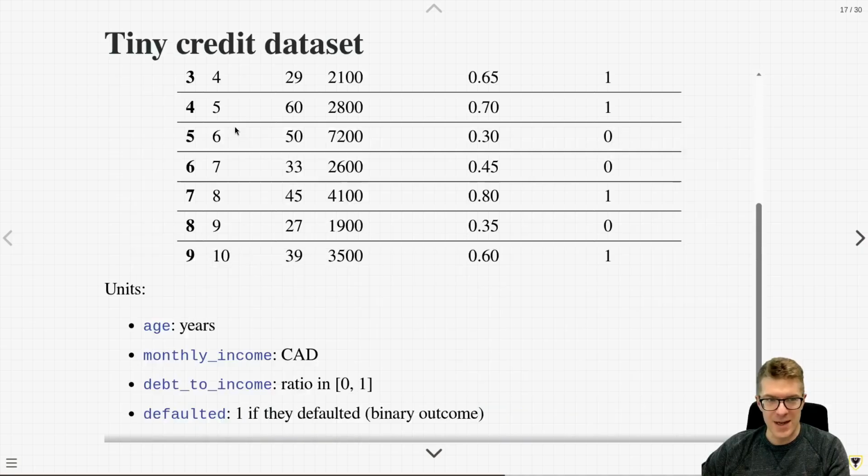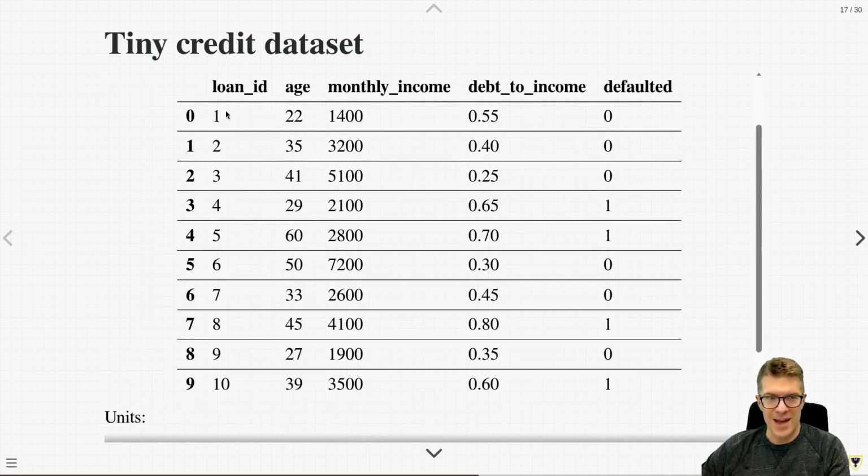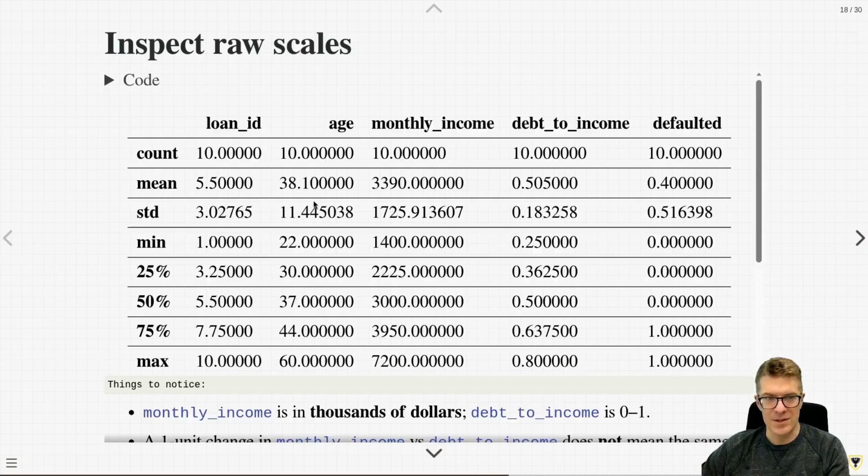You can ask yourself, is that meaningful? Is the average of this column, loan ID, actually conveying any useful information? Maybe, maybe not, but certainly I hope you'd agree that the average of the loan ID, this first digit over here, might not be as informative as the mean of age, right? The average age of someone applying, which is, by the way, 38.1.